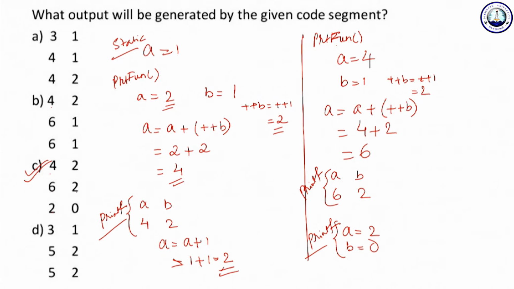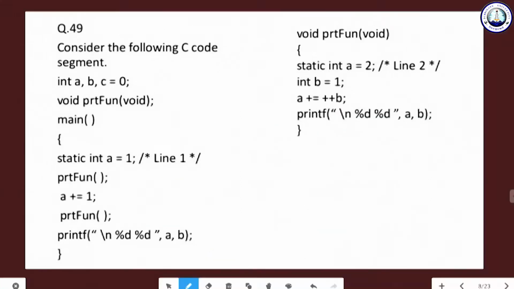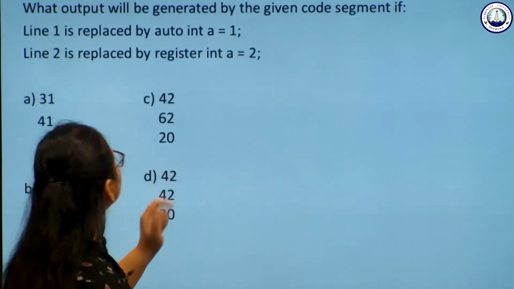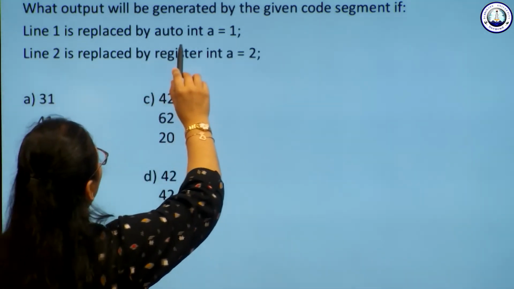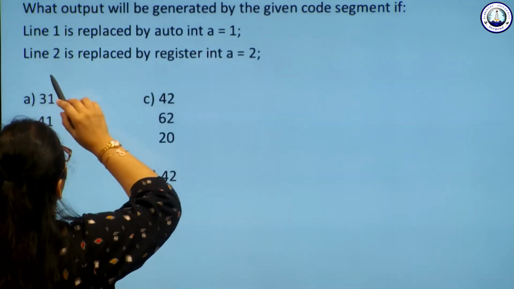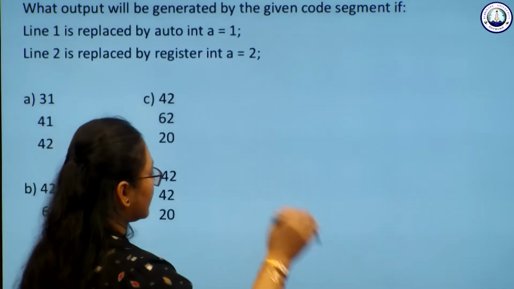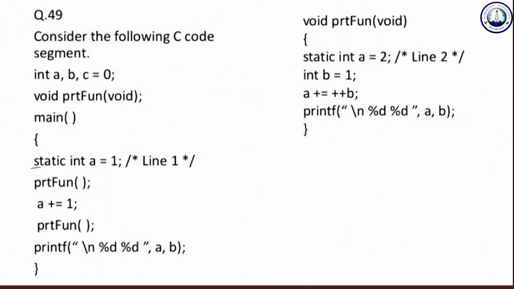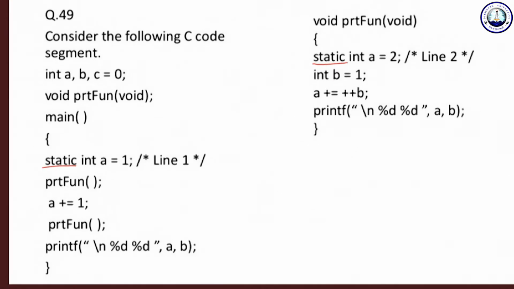Okay. Then coming to the next question. This question is also similar to the previous one, but a condition is given here that if line 1 is replaced by auto int A and line 2 is replaced by register int A. What does it mean? It means that where we have static, here it will be auto, and in place of the other static it will be register. So, we have to proceed in the similar way.